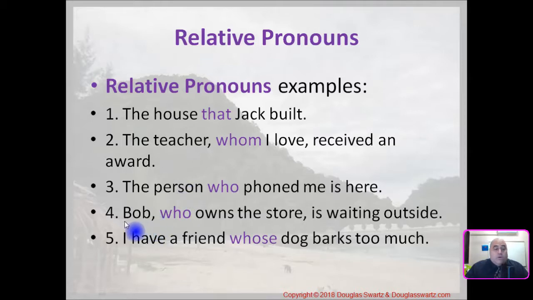Number 4, Bob, who owns the store, is waiting outside. Who is the relative pronoun, which is talking about Bob. Number 5, I have a friend whose dog barks too much. Whose is the relative pronoun, talking about the friend.